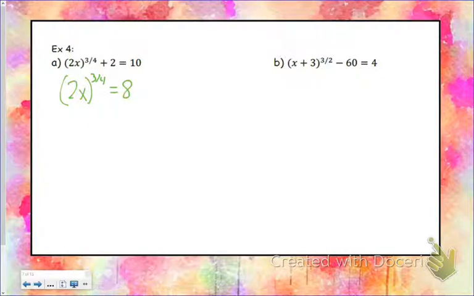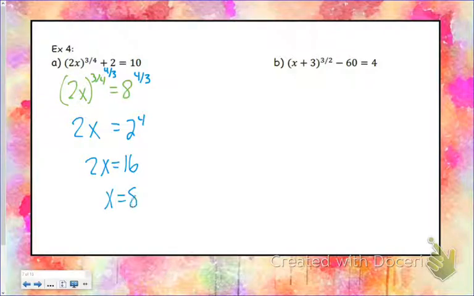I'm going to use basically the reciprocal exponent, because if you do a power to a power, you multiply exponents. So this would be to the 4/3, because that would just end up giving me an exponent of 1. Well, if I raise the left side to the 4/3 power, I need to raise the right side to the 4/3 power. So 8 to the 4/3, that is the cube root of 8, which is 2 to the 4th. So I get that 2x is equal to 16 and x is equal to 8.